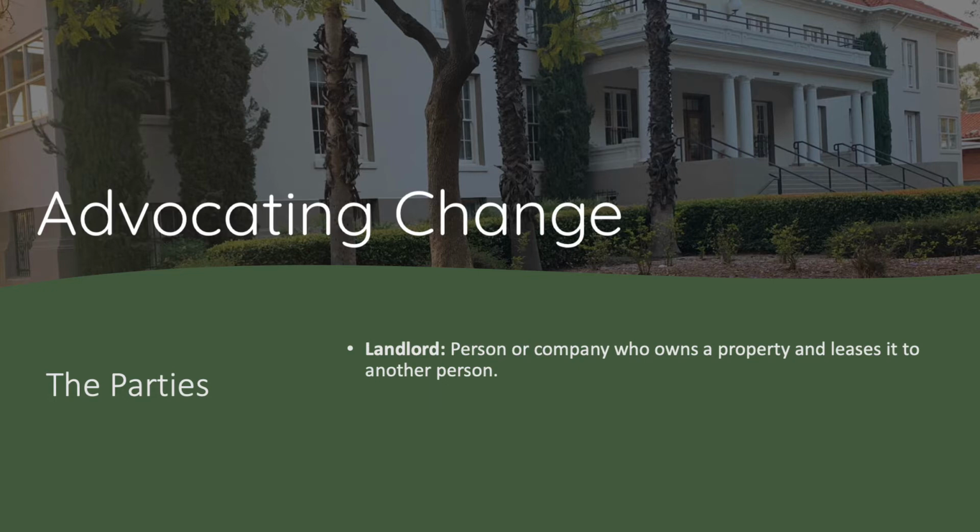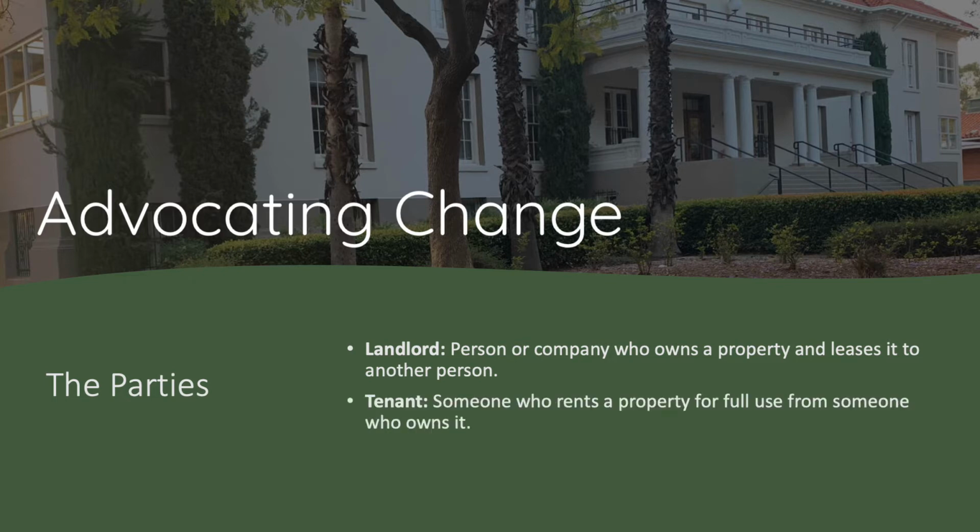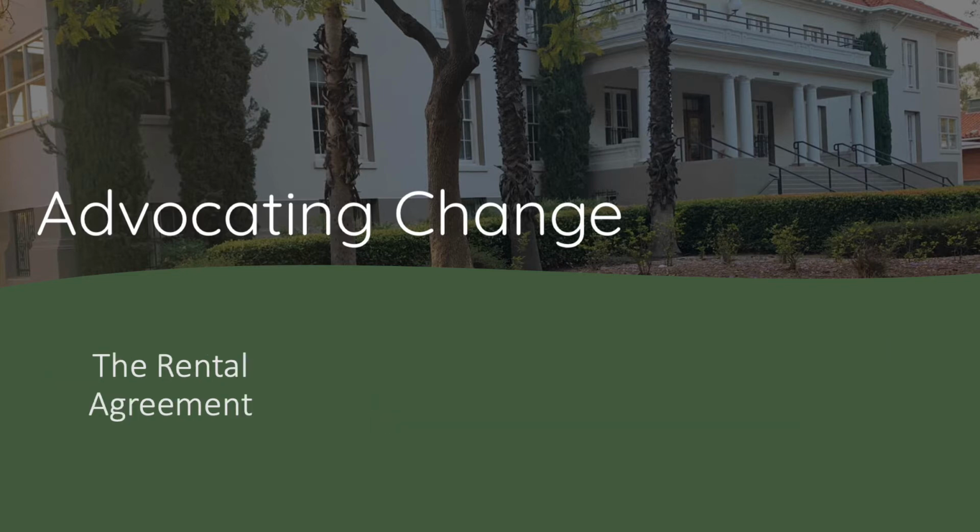A landlord can be a person or a company that owns a property and leases it to another person. This person is called a tenant or resident. The tenant has the right to the full use and possession of the property during the lease period. A rental agreement is a contract between the landlord and tenant, giving the tenant temporary possession of the property.